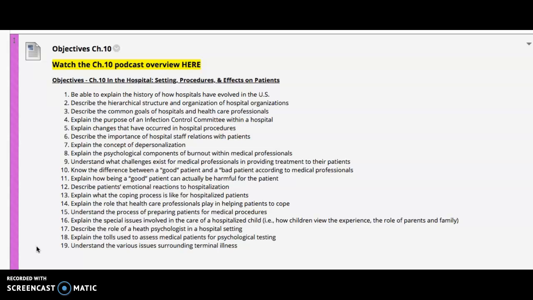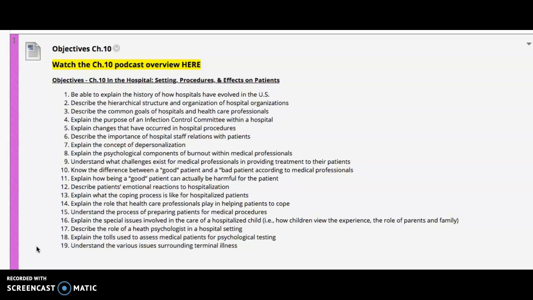We'll look at different changes that have occurred in hospital procedures, such as how things are done, how surgeries are conducted, what happens with the family when kids are going through hospitalization, and just the different aspects that happen whenever a person is hospitalized.